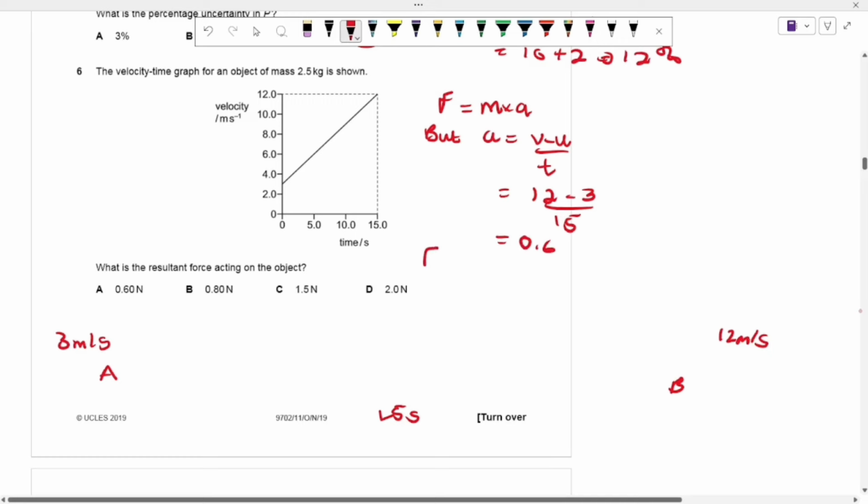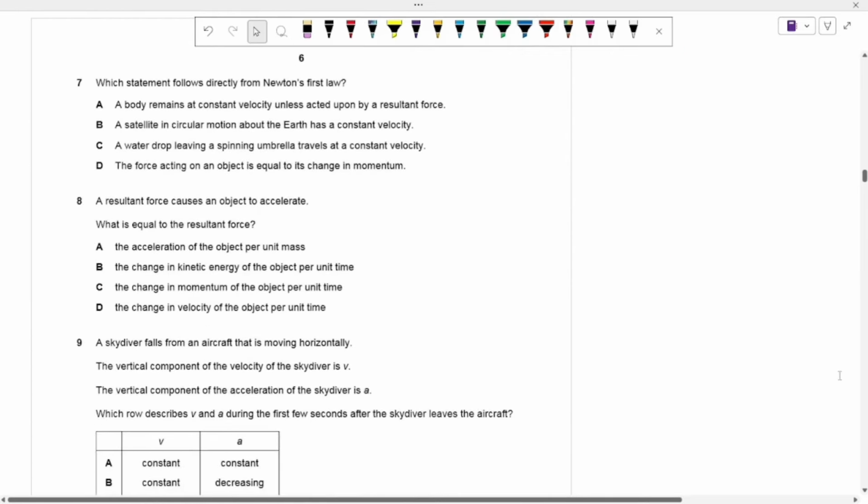And then to find my resultant force, it's just going to be 2.5 times 0.6. That's going to give me 1.5 newtons, which is very important. So that's how you think about this specific calculation. Okay. Moving to question 7.